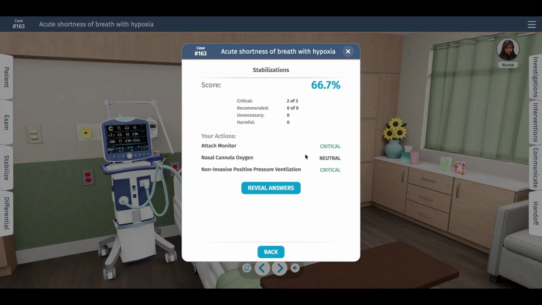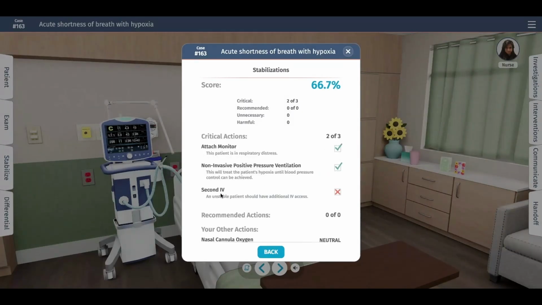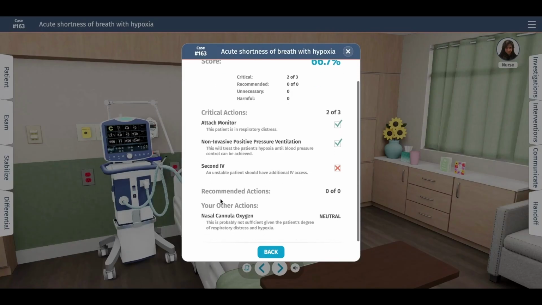66.7. Okay. Attached monitor critical. Nailed it. Nasal cannula oxygen neutral. Okay. Non-invasive positive pressure ventilation critical. Agree. Second IV. I just got done saying why I didn't need a second IV.